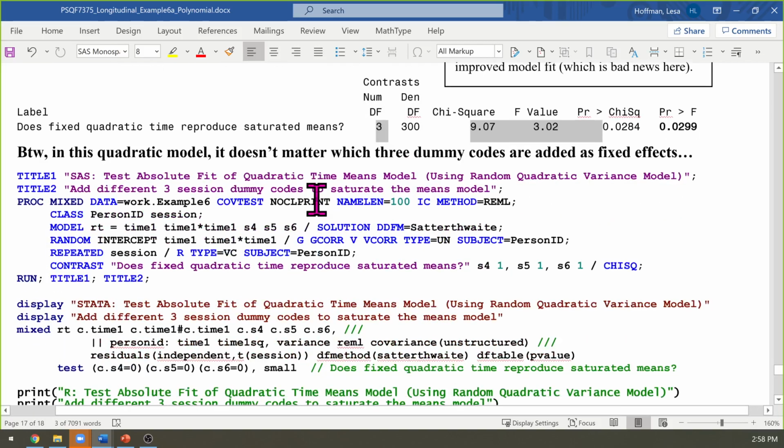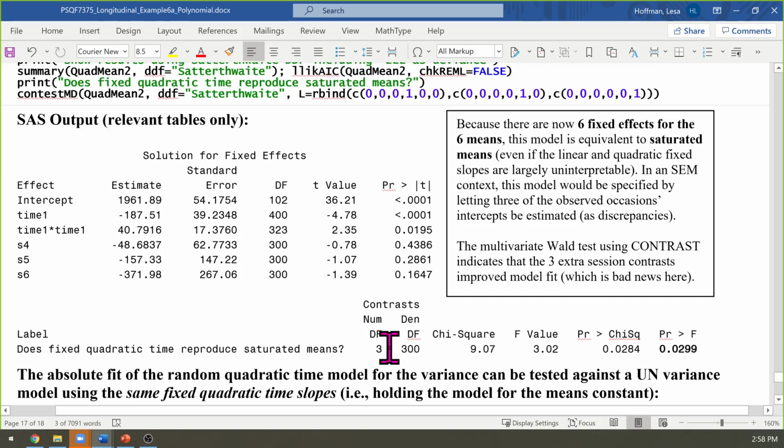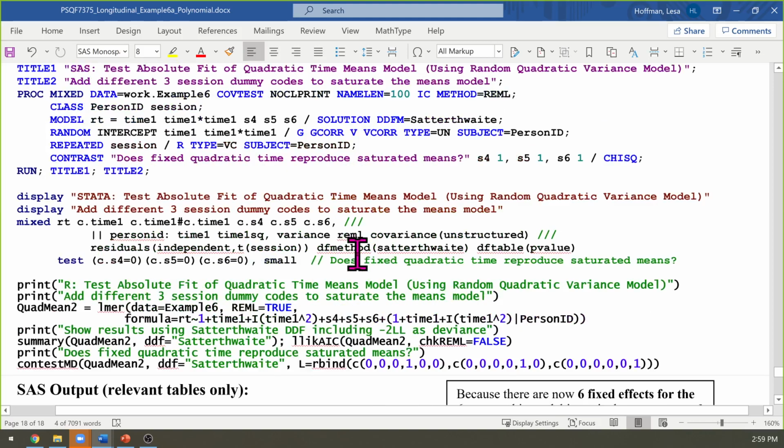And to answer the other question, does it matter which three they are? I put in the other three, dummy codes for sessions 4, 5, and 6 instead. And as expected, I get the exact same significance test. So in this model, it does not matter. Okay, does that make sense? You can think of it as, you get back to the picture up here.